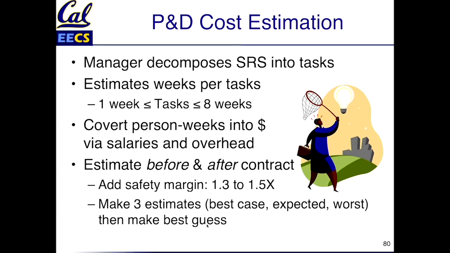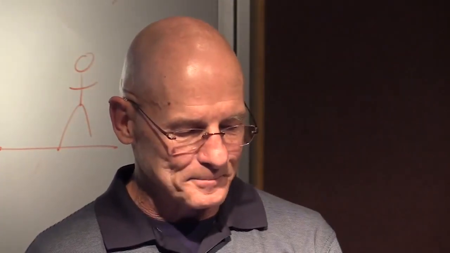So one idea is you add a safety margin. Maybe you and your team work through how many weeks it's going to take to do these tasks, and you multiply by a number like 1.3 or 1.5. Another idea is you make 3 estimates: the best case estimate, the expected case, and the worst case. And then after you look at all those estimates, you make your best guess. All right? That's the cost model that goes ahead.